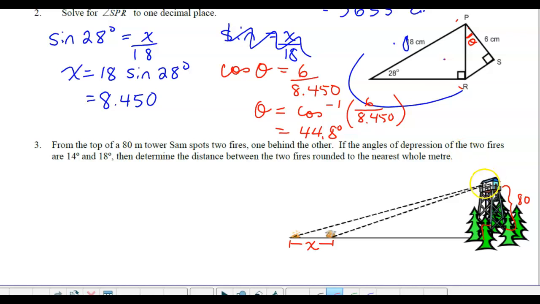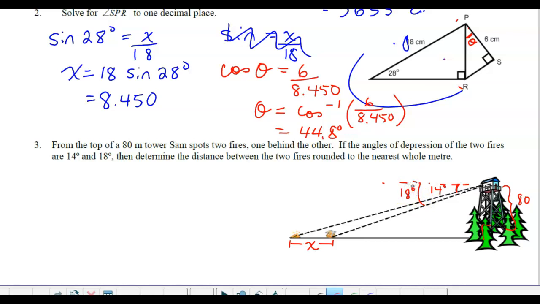Think about that horizontal line going out. It's not very horizontal, but it's close. And so this angle here, from the horizontal down to the first dotted line, is for the far fire, the one furthest out. Is that going to be 14 or 18? 14. Smallest. Okay. The other one, this one here, would be the bigger, 18, because he has to look more down.